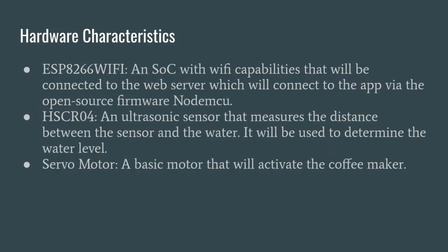So the hardware characteristics. As I said, I'm using three main hardware components: ESP8266 Wi-Fi, HC-SR04, and a servo motor. The ESP8266 model is an SoC with Wi-Fi capabilities that will be connected to the web server, which will connect to the app via the open source firmware NodeMCU. The HC-SR04 is an ultrasonic sensor that measures the distance between the sensor and the water. It will be used to determine the water level. And finally, the servo motor is a basic motor that will activate the coffee maker.